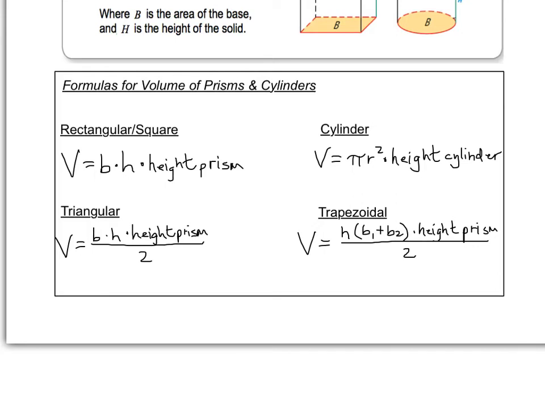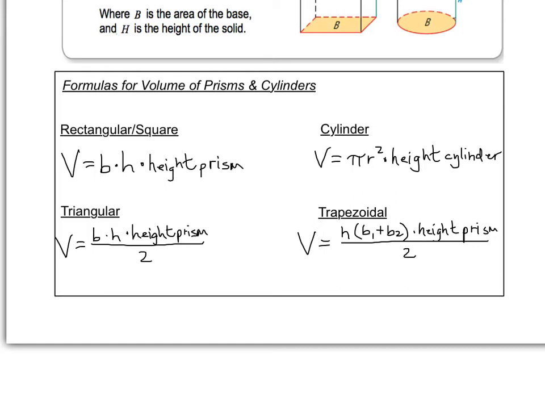To find the volume of a rectangular or square prism, you take the base times the height of the square or rectangle, and then take that times the height of the prism. For a triangular prism, again, you take the area of the base, which is a triangle, so base times height divided by 2, and take that times the height of the prism. In other words, you're taking base times height of the triangle times the height of the prism, divided by 2.